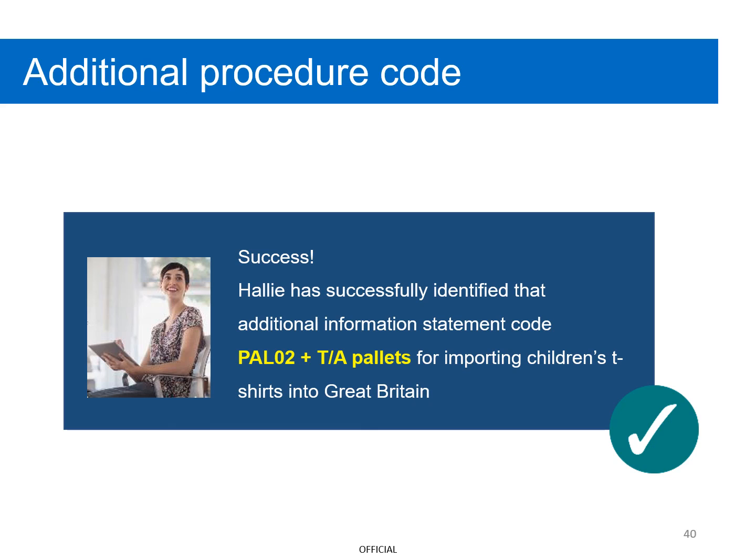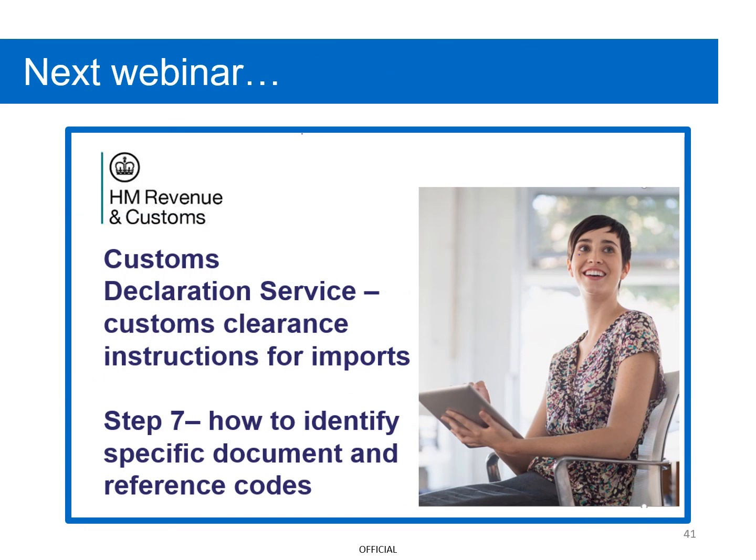Hallie has correctly identified the additional information statement code PAL02 for her children's t-shirts by using Appendix 4 and re-reviewing the UK Integrated Online Tariff, as well as Appendices 1 and 2 under the Additional Information sections. Watch the next webinar, which shows you how to identify the specific document and reference codes.